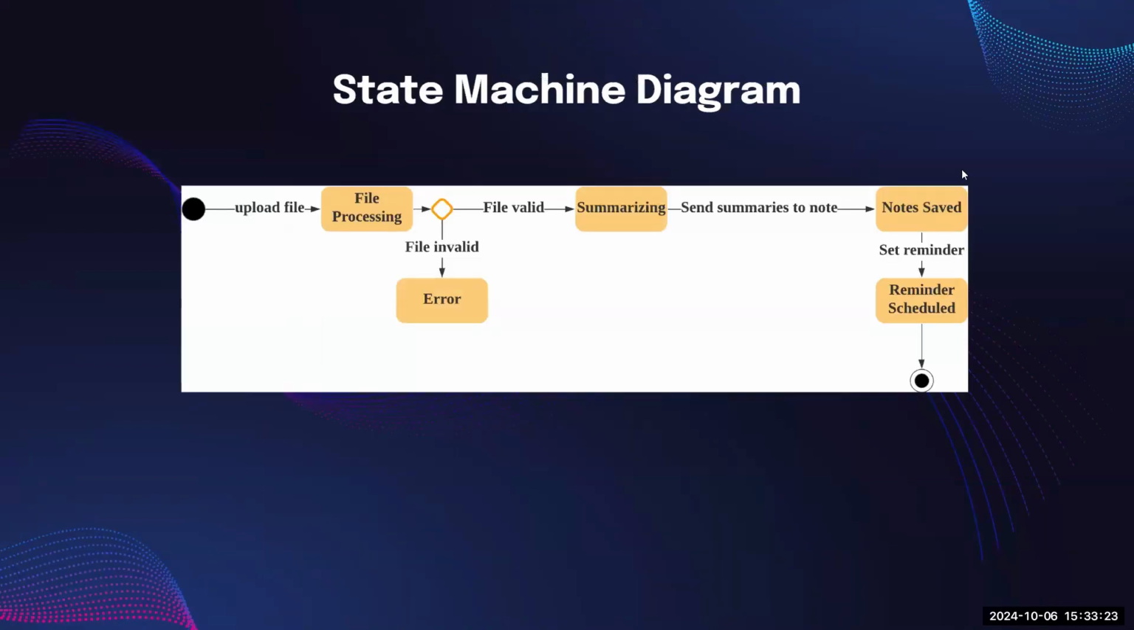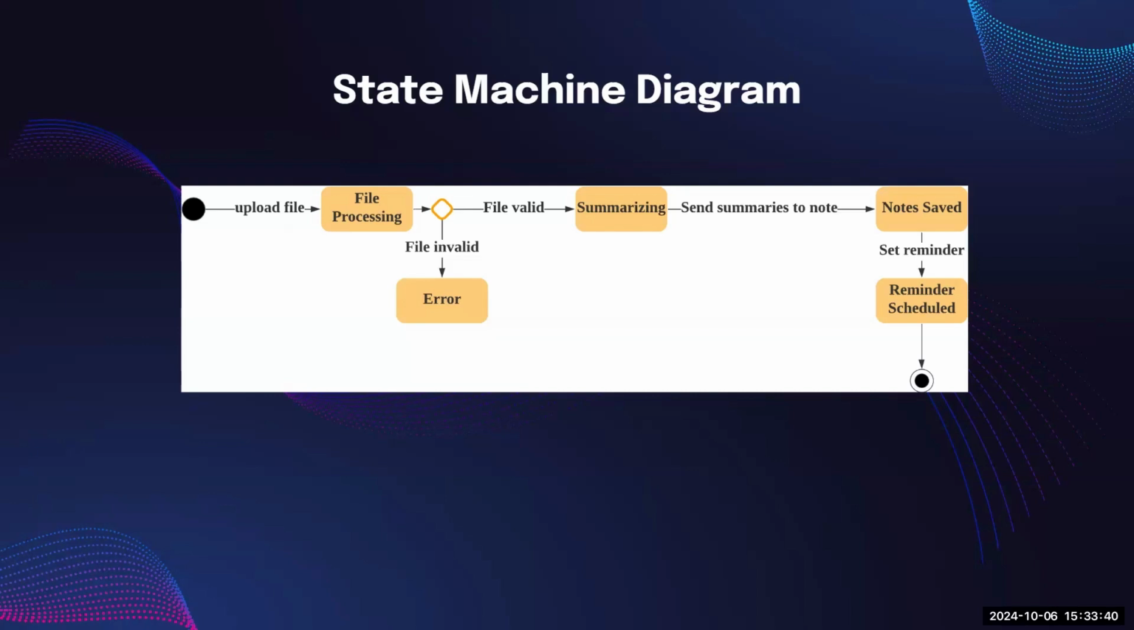So in this part, we use state machine diagram to model the dynamic behavior of a system by showing the different states and operators and transitions between those states. I use note-taking as an example to explain. First, when a user uploads a file, the system transitions from an idle state to a file present state. After that, there are two possible outcomes.